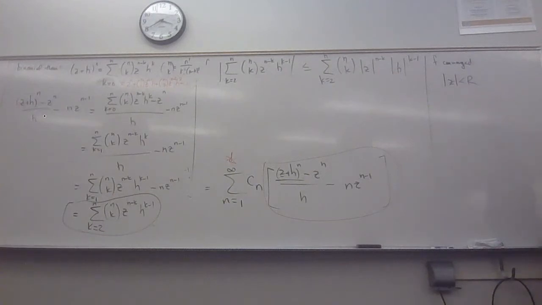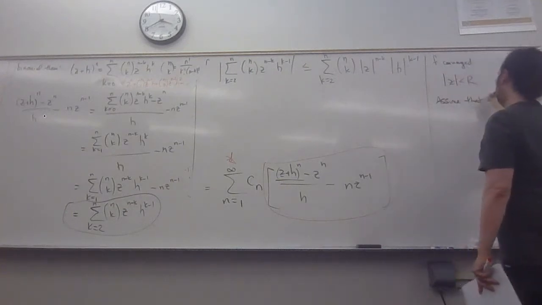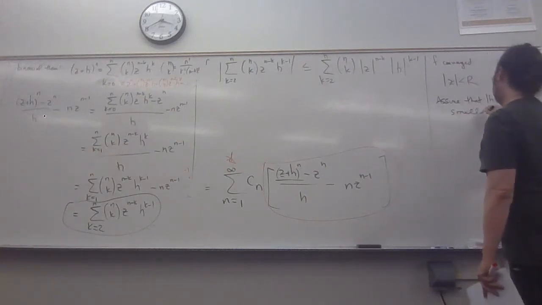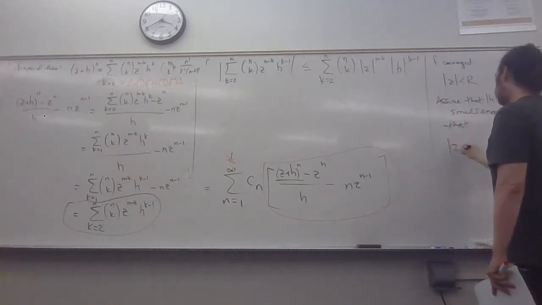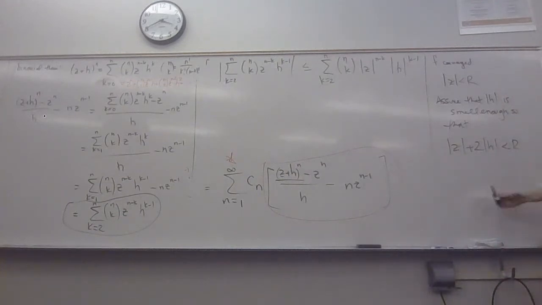Okay, what is h doing? What are we ultimately going to do with h? So h could be as small as I want. I could make h whatever size I feel like, because h is going to go to 0. So I'm going to assume that the magnitude of h is small enough so that the modulus of z plus twice the modulus of h is less than r. That seems a reasonable thing to say. Since h is going to 0, I should be able to make h small enough so that it fits between the modulus of z and this radius r, because there's space there.